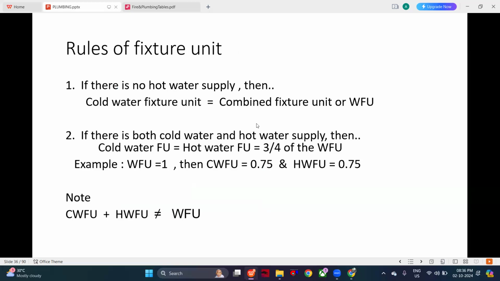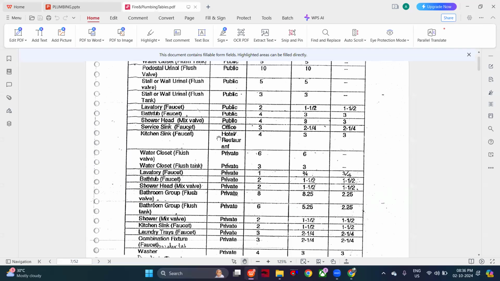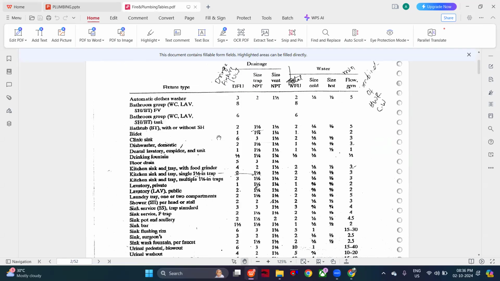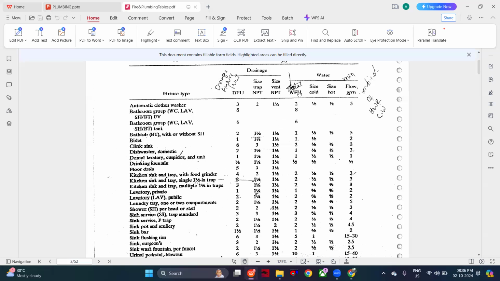Now the rules of the fixture unit. If there is no hot water supply, that means the whole building is full of cold water. There is no heater, nothing present over there. So we can take the fixture unit as equal to WFU. You can see this in the plumbing table. This is the WFU, water fixture unit. Take this as an example.